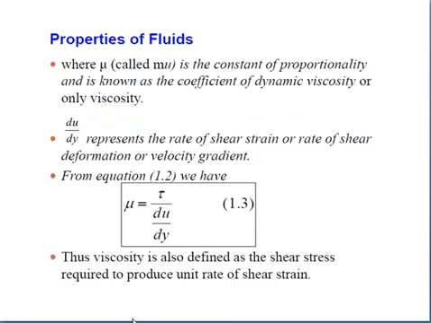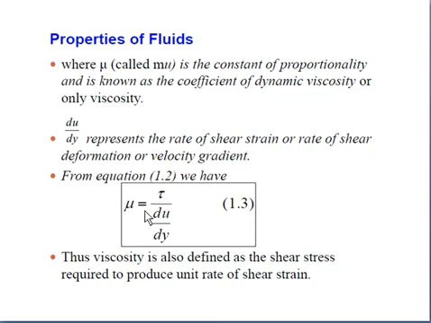See the next point, where mu is the constant of proportionality, known as the coefficient of dynamic viscosity, or just the viscosity. du by dy represents the rate of shear strain or the rate of shear deformation, or simply the velocity gradient. Here you can find the dynamic viscosity by using this equation.